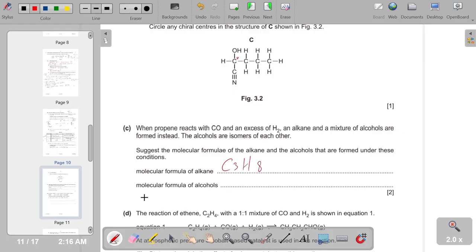Next, the molecular formula of the alcohol. We can get this from here: C4H10O. But how? When propene reacts with CO and excess H2, we already get C3H8 as the alkane and a mixture of alcohols. So this is the molecular formula of the alkane and this is the molecular formula of the alcohol. The important point is that the alcohols are isomers of each other. Is it clear? So now we get C3H8 and C4H10O.